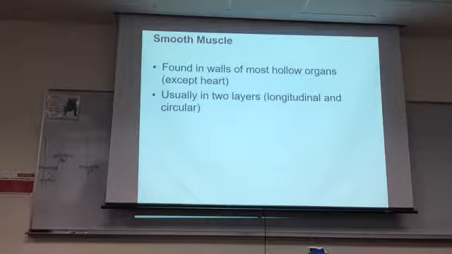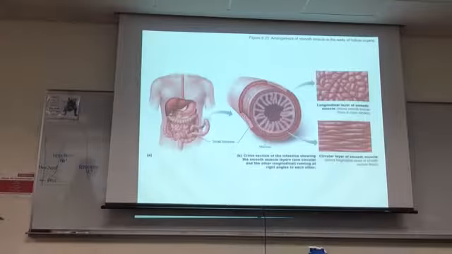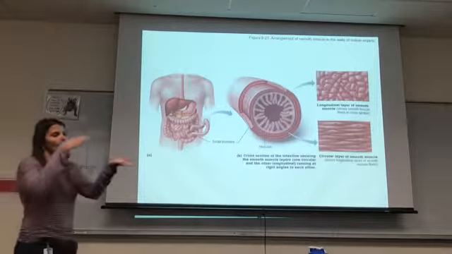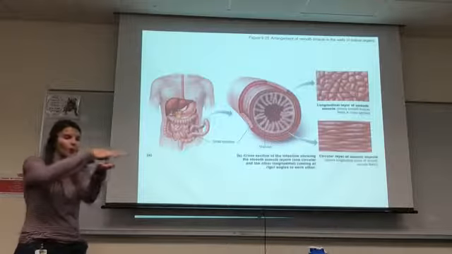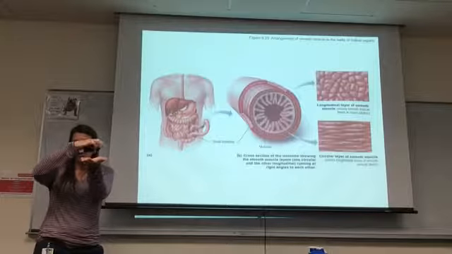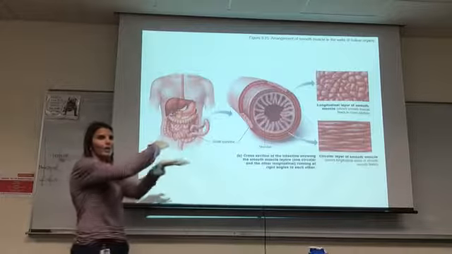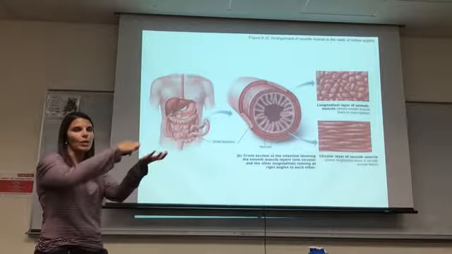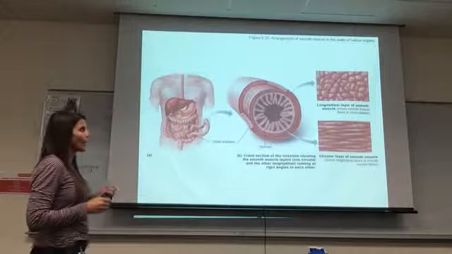Smooth muscle is found in your organs. You have two layers. You have a longitudinal layer and a circular layer. They lie perpendicular to one another so that when one contracts, then the other is at rest. So they do this push-squeeze action. We end up calling that peristalsis.